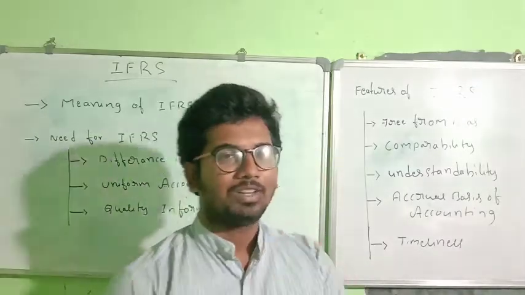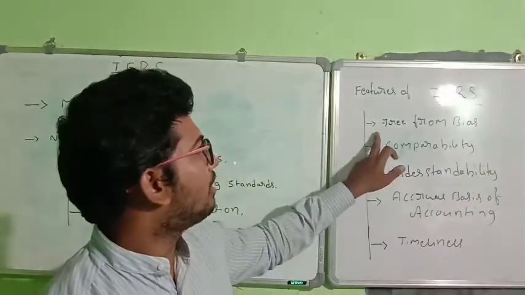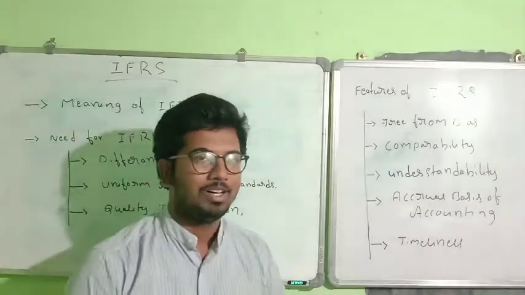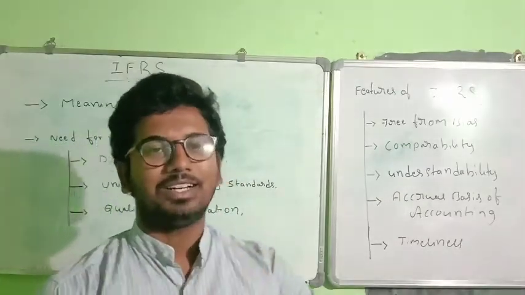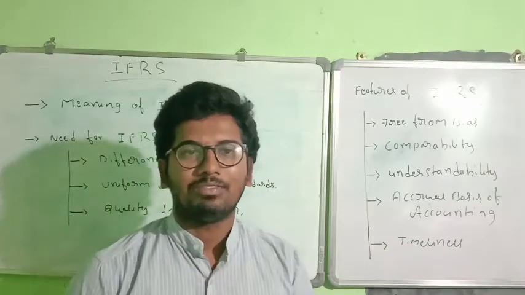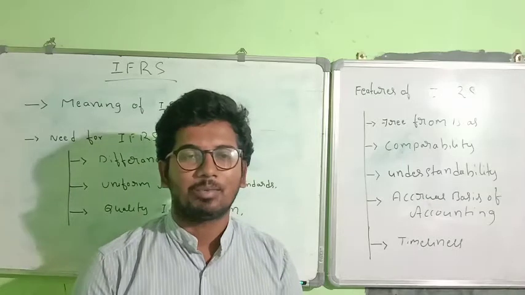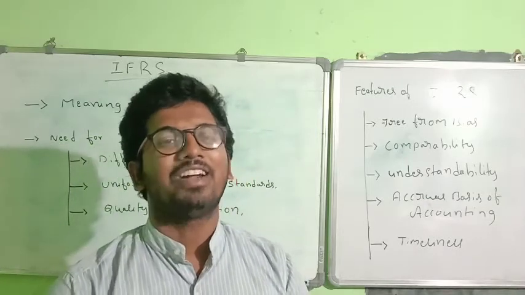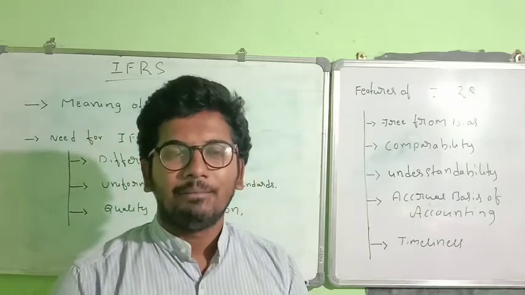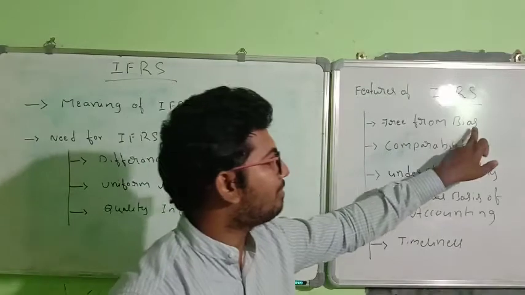After that, we are going to extract some more features from the meaning. The features of IFRS, the first one is free from bias. No matter which country it is, no matter which company it is, wherever you are in the world, you have to go with the same set of standards for the preparation of financial statements and financial reporting. All the time, it can easily make sure of your accounting reports. This is what you call free from bias.